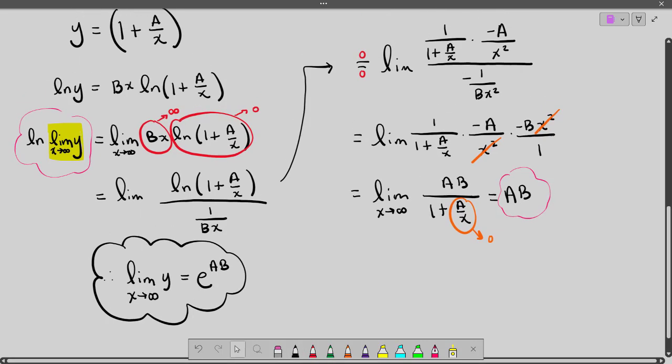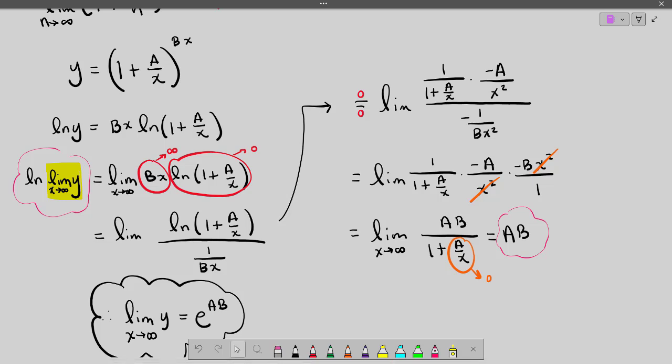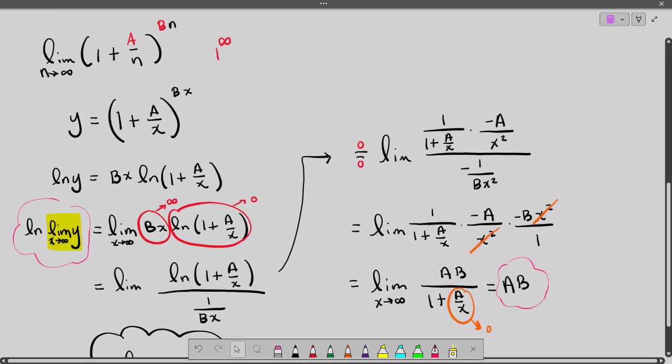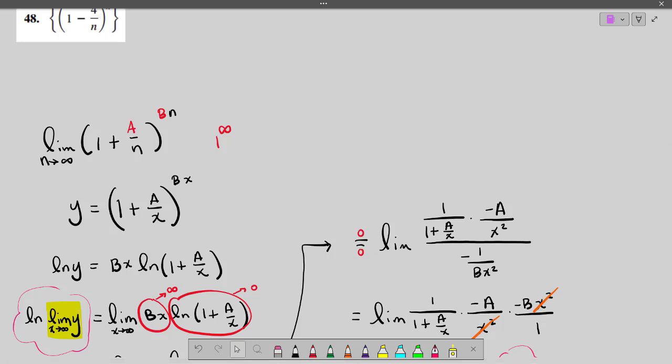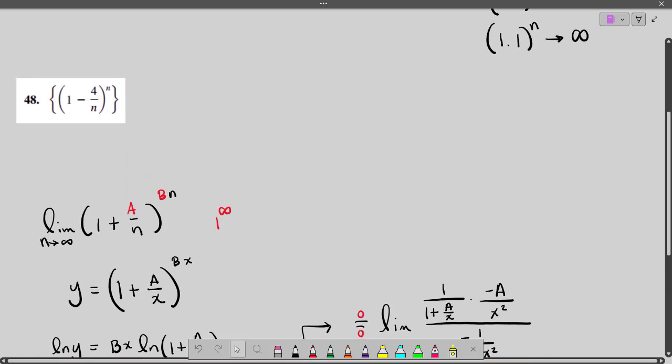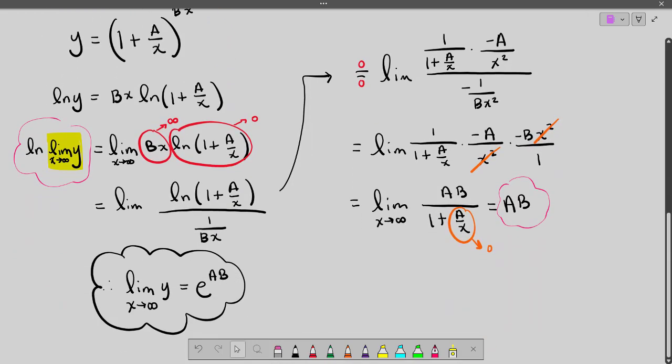So let's go back and just look. If we have the simplest case where a is 1 and b is 1, we just get e. So if this is 1 plus 1 over n to the n, we're just going to get e to the 1. So e. All right. So if we have the more general scenario where we have a coefficient on top of this n and a coefficient up there, we get e to the product of a times b. So that is how you use the log limit process. And this is the most important one of them all, e to the ab.